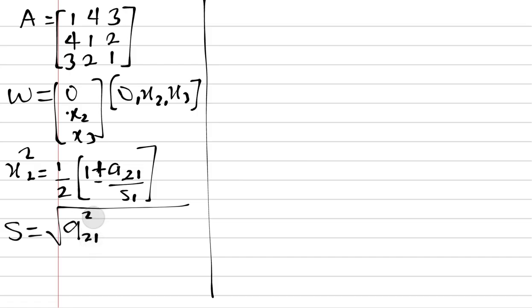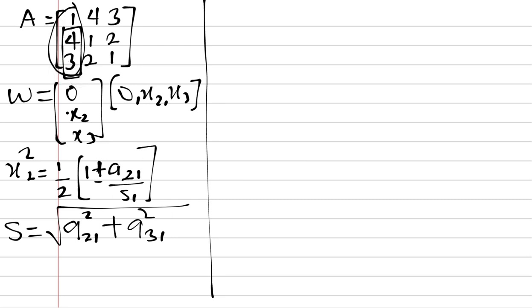a21 squared plus what? a31 squared. That means you have a column matrix here. Are you seeing that now? So your 1 is already becoming 0 at this side. So to get this thing, you are going to use this 4 and 3. Are you seeing that? You are going to use 4 and 3.